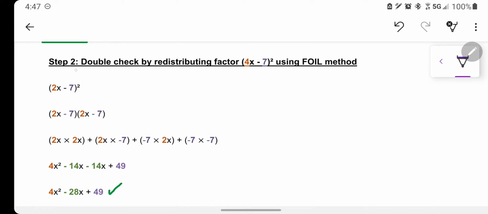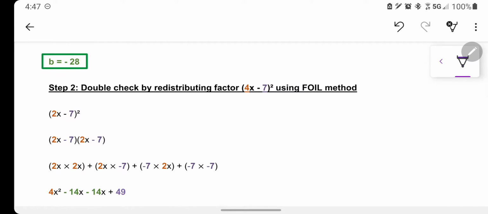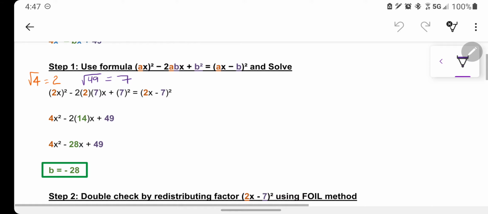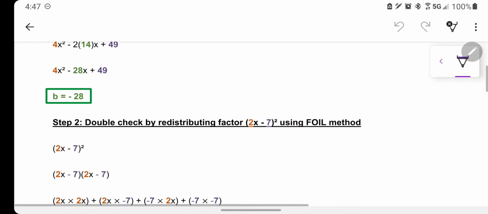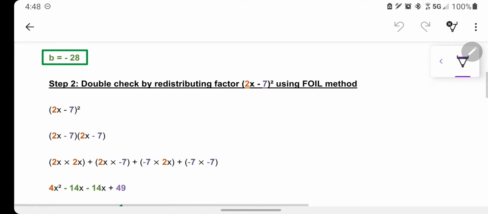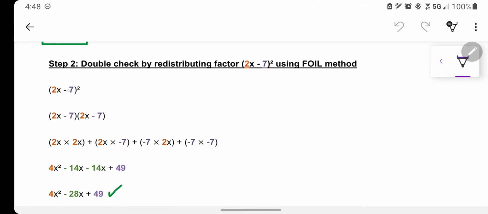So let's go down to step 2. All right. So step 2, double check by redistributing factor 4. Oh, my apologies. It shouldn't be a 4. Wait 1 second. Let me quickly adjust that. There you go. So now, you see I dragged this one all the way over here. Now we're going to use it for step 2. We're going to use the FOIL method to redistribute it. Alright? So we got the (2x minus 7) squared.